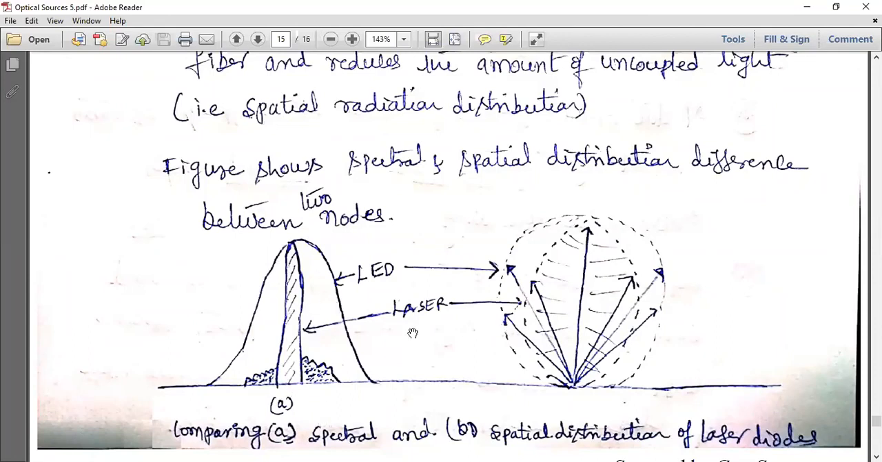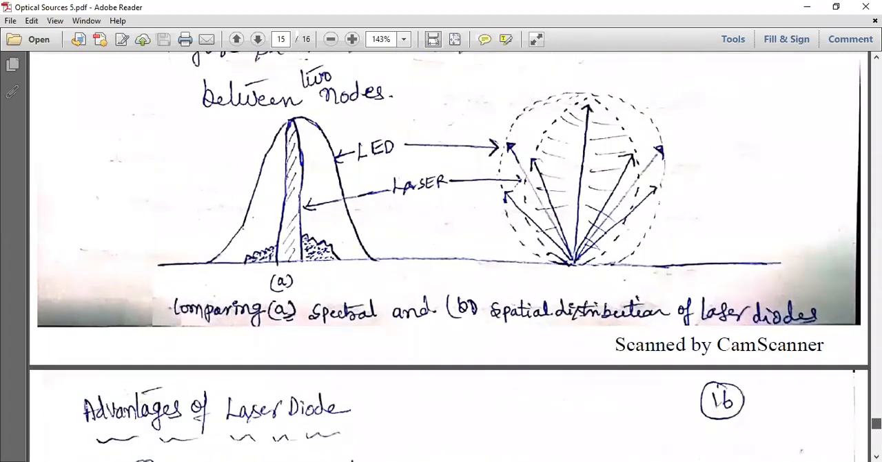With respect to spatial distribution, this is your laser. Output power will be maximum in this direction in the case of a laser, and less at the other sides. But the LED is different. Even though it is maximum at the center, it also distributes to the surroundings. That is your LED. For short distance applications, for display purposes, use LED. For directional purposes, in the case of OFC, where you have to send the light, you can go for laser.